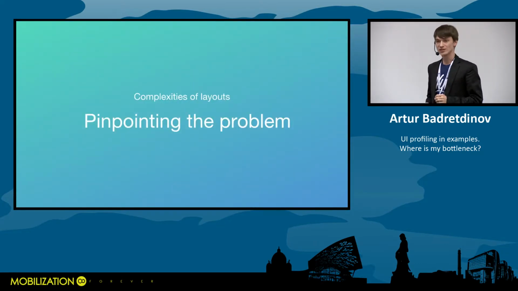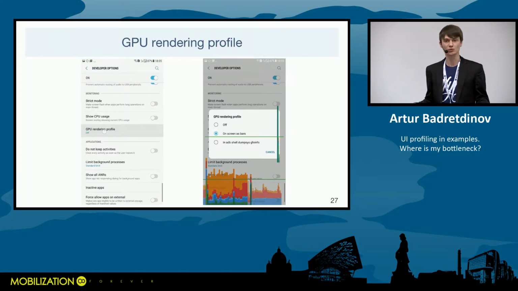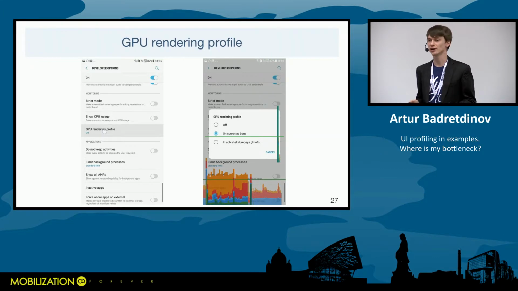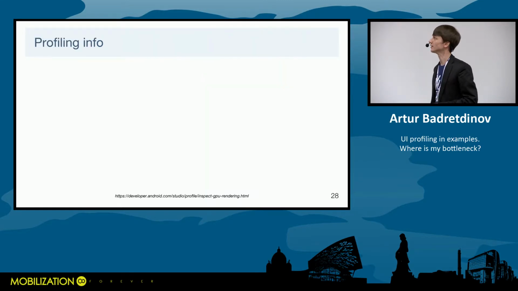So first of all, we need to understand if we have a problem at all. Because if we don't have it, why should we solve it? And the simplest way to do this is to use the GFX profiler, GPU profiling. You can turn it on in Android developer settings, and you will have some bars. This horizontal line below shows you the 16 millisecond threshold. If all of your bars are below it, it means that you are safe. That's great. If you are going above, you should think about something.